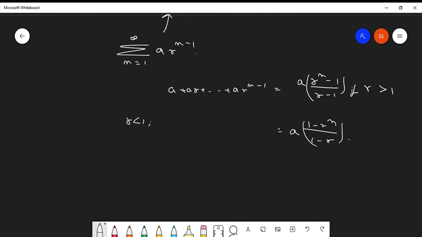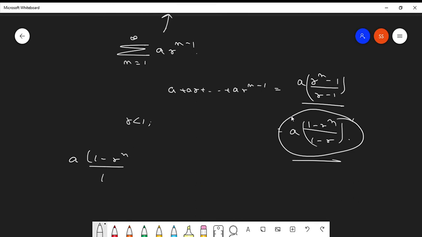Yeah. So this is done, right? We can represent it as both of them. So let us not restrict r to be greater than 1 at this moment. We can write both of them. The minus will eventually cancel if we convert this. So let us consider this formula, that is a times 1 minus r to the power n over 1 minus r.